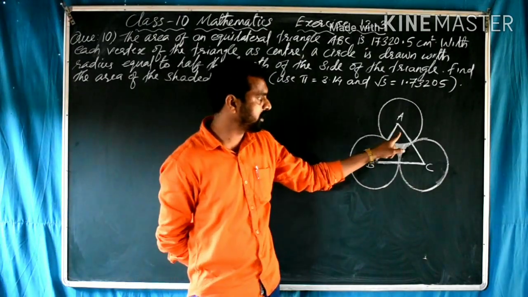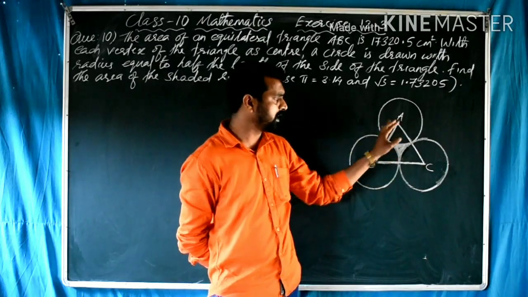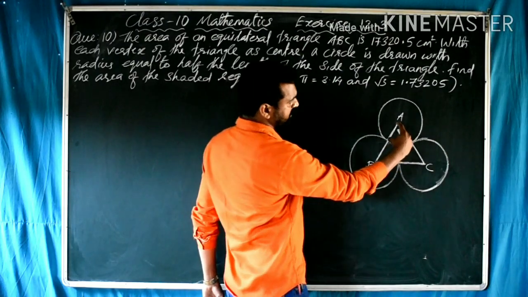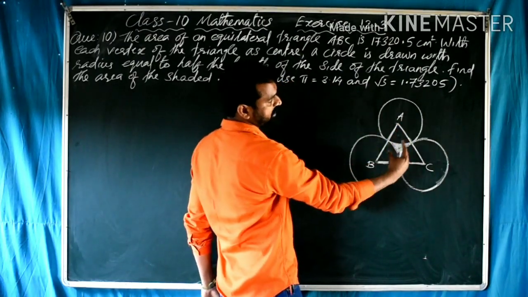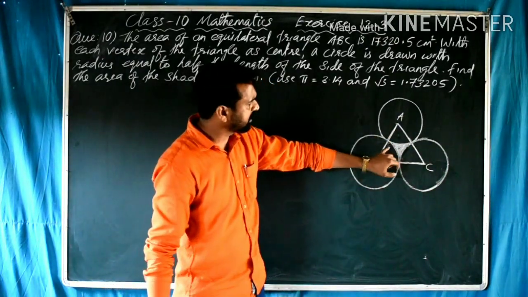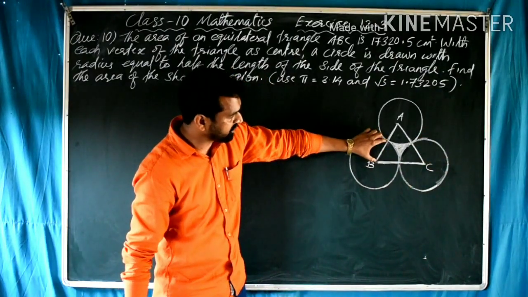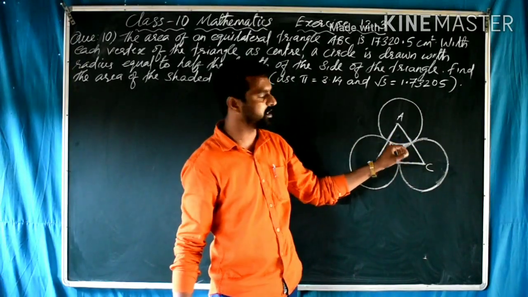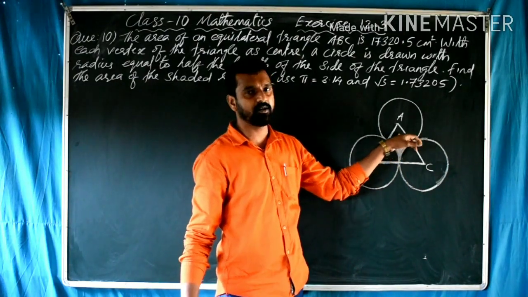Now we have to get the area of these sectors. The radius of all these circles is the same, because it is given in the question: half the length of the side of the triangle. So the radii of all three circles are the same, and these areas will also be the same, that is, the areas of these three sectors will be the same. So we have to get the area of one sector.